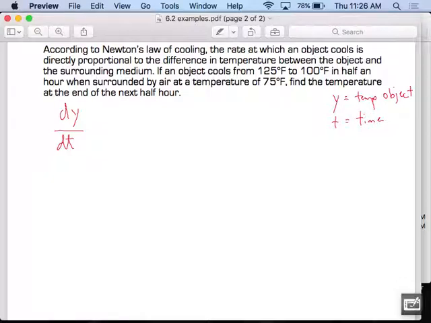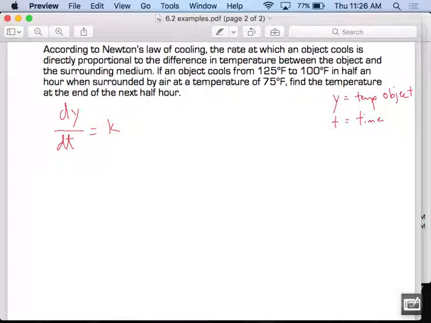What would you like to use for a constant? K? Yeah, K. We could just use kindergarten word as a concept. It is directly proportional to the difference in the temperature between the object and the surrounding medium.